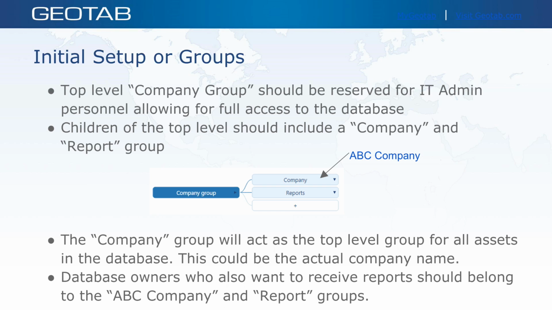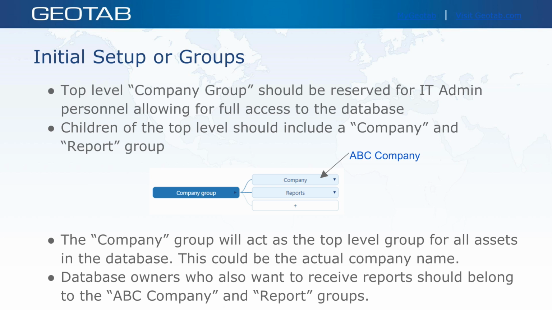So let's say I'm an administrator, I'm supposed to be there to administer vehicles, users, all that good stuff. You can put me in that ABC Company group and I'll have access to everything underneath it. And I'll show you an example of a structure using this to show you exactly how it'll look.